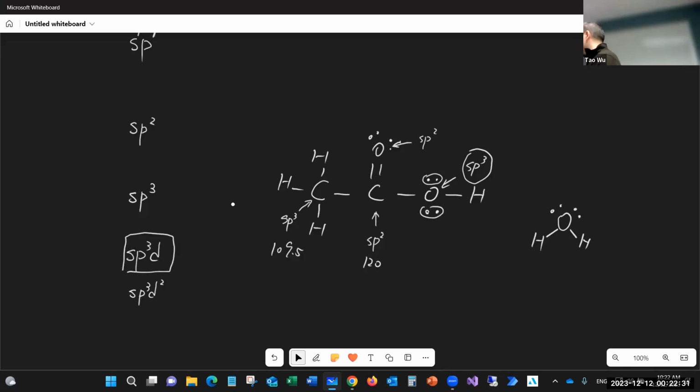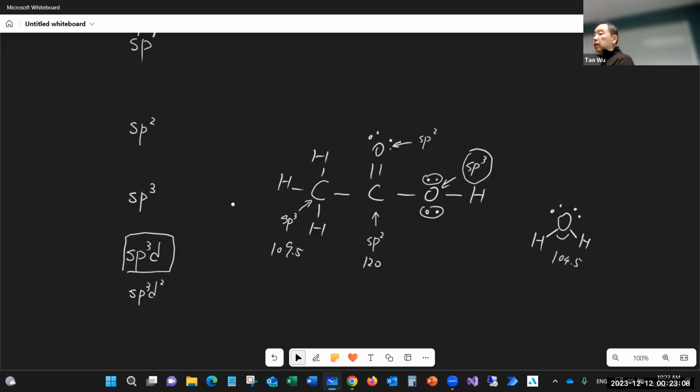That's water, right? We talked about water. Oxygen in the center has 2 lone pairs and 2 single bonds, and this is 104.5, or you can think of it as less than 109.5. So you see, we draw the Lewis structure like this, but it doesn't mean the bond angle is exactly like this. The bond angle really depends on the geometry of the molecule.